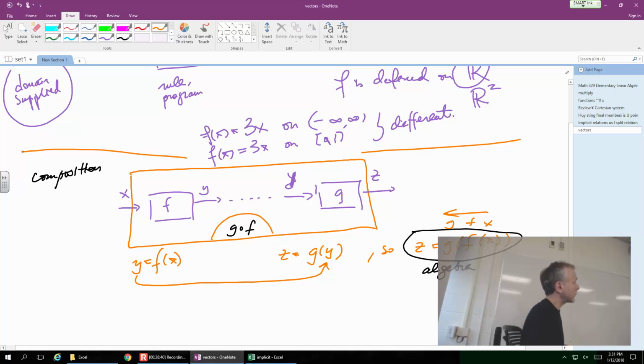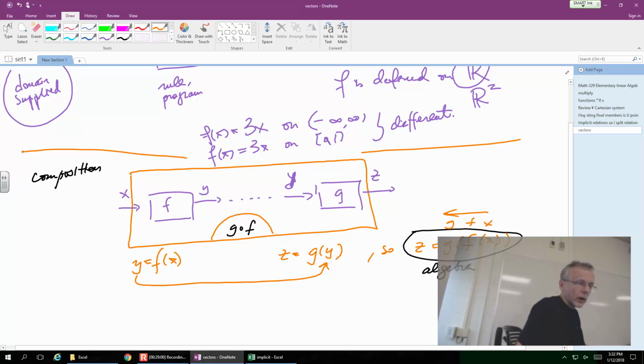So is there a formula? Maybe there is no formula. We know what the composition is, no matter what those two functions are. We just wire them together consecutively, and the operation is one of several operations on functions, but I do think it is the most important.